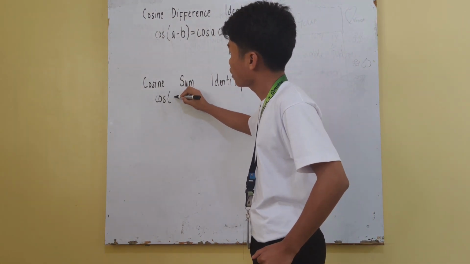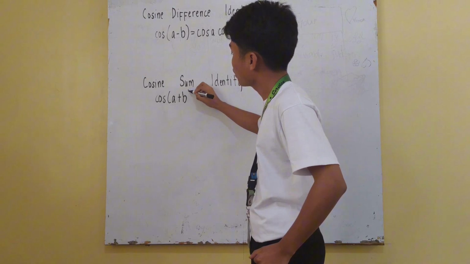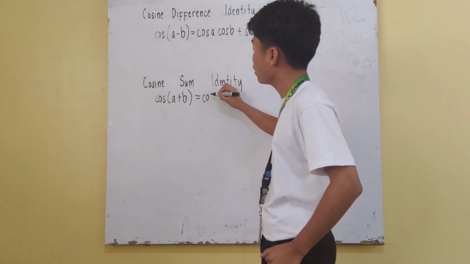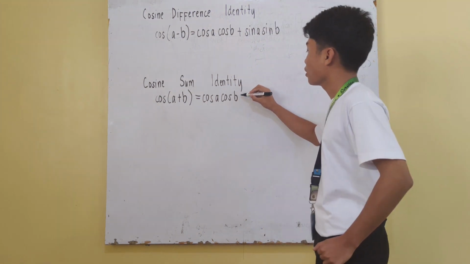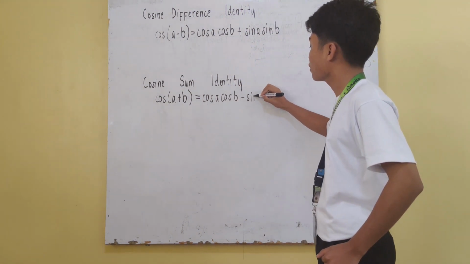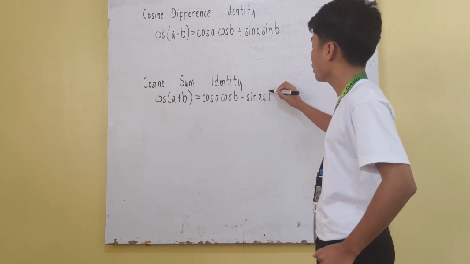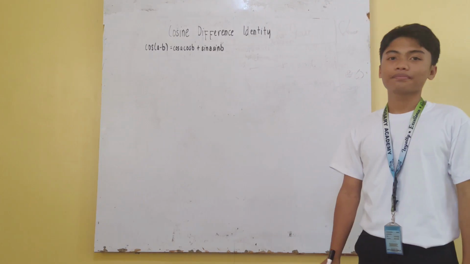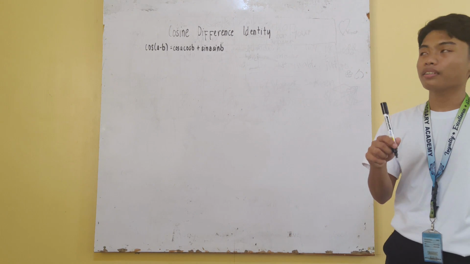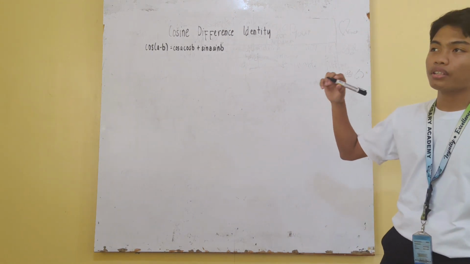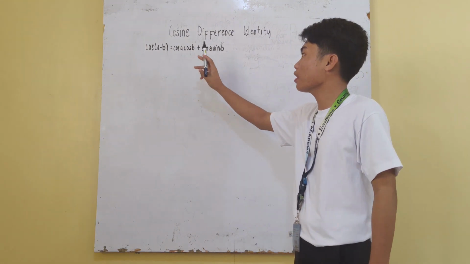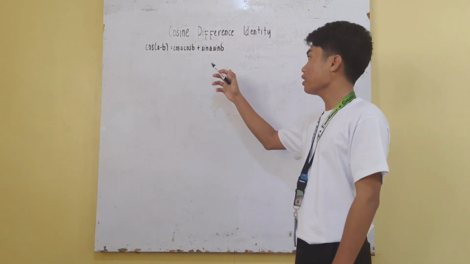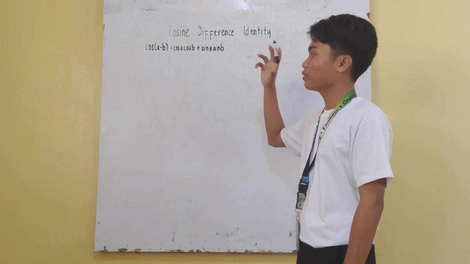cosine A plus B is equal to cosine A cosine B minus sine A sine B. So as I've already said, the formula for the cosine difference identity is cosine A minus B is equal to cosine A cosine B plus sine A multiplied by sine B.